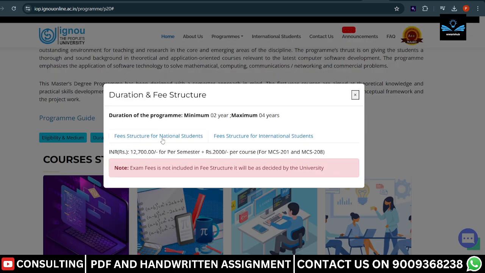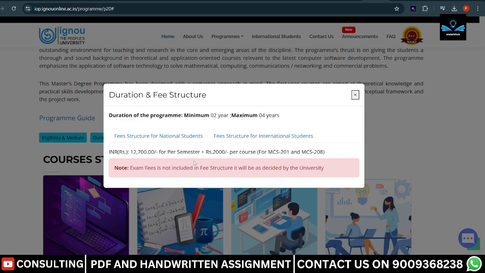Now the second one is the duration and the fee structure. There is a 2 year course and a maximum of 4 years. You can complete it in 4 years also. And the fee is 12,700 per semester. Per semester means approximately 2 times in a year you have to pay this amount, plus 2,000 per course also. It means that 2,000 for MCS 201 and 2,000 for MCS 208. In this, the MCA exam fee is not included, and it will be decided by the university, which is an extra amount apart from this.